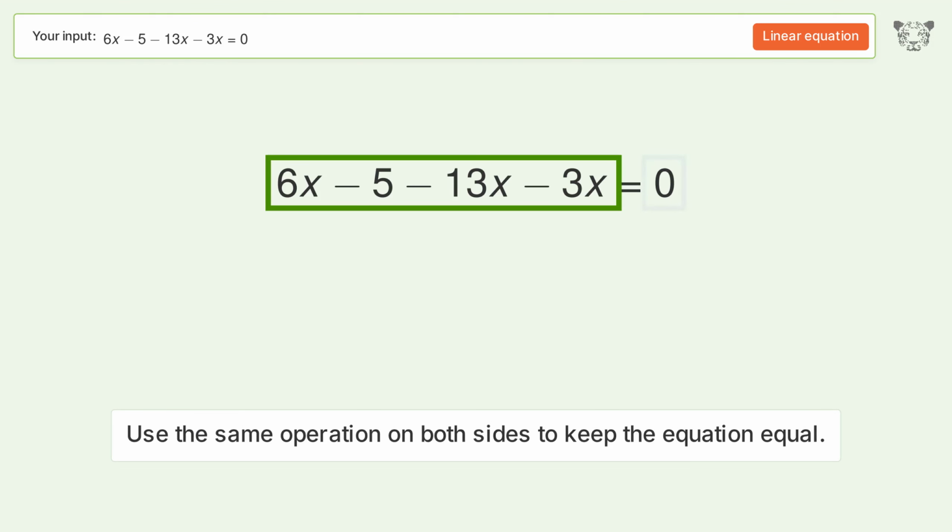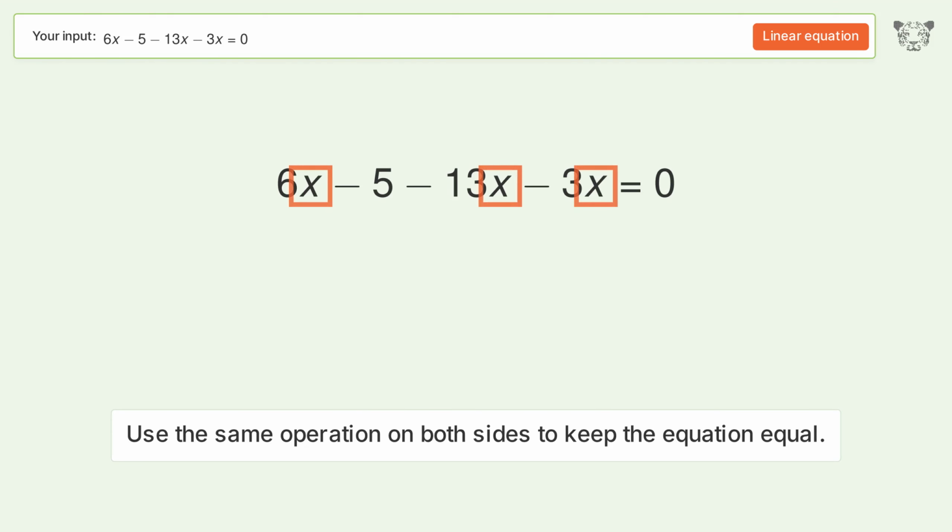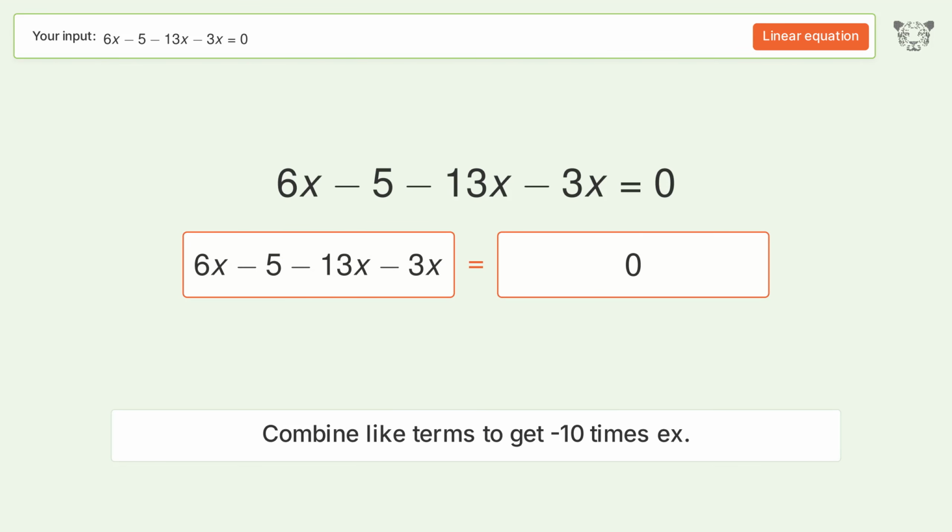First, combine like terms within each side. This simplifies each expression without changing its value. Combine like terms within each side. The variable coefficients on the left combine to give negative 10 times x.